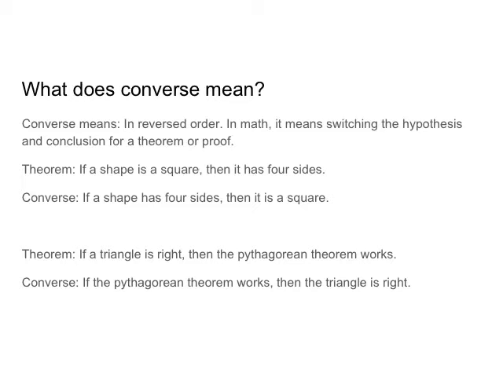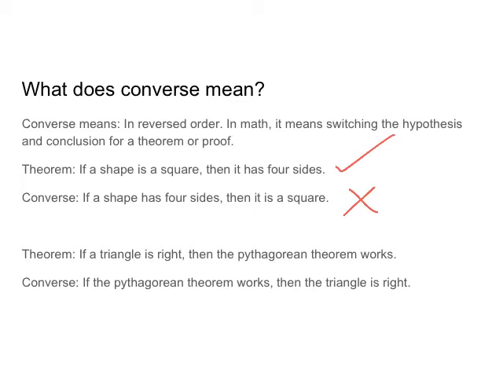So, for example, a theorem, a very basic one, might say that if a shape is a square, then it has four sides. That seems reasonable. I think we can agree that that is a true statement, that all squares have four sides. The converse says that if a shape has four sides, then it is a square. Now, that's problematic because you can probably think of some four-sided shapes that are not squares. So in this instance, the theorem is true, but the converse is not.